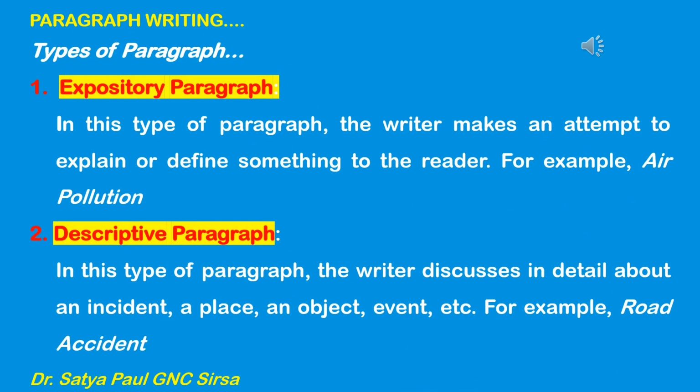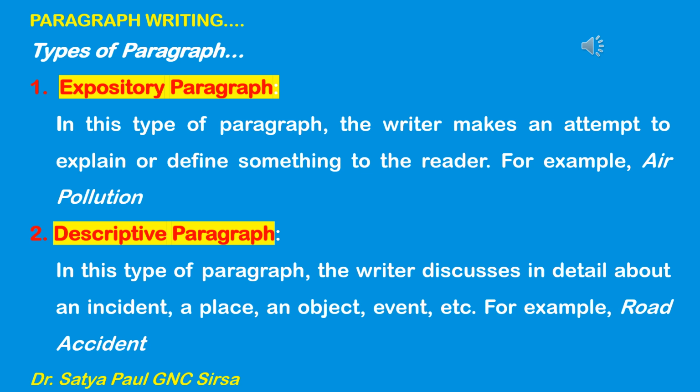Expository paragraph. In this type of paragraph, the writer makes an attempt to explain or define something to the reader. We explain what is it, how is it, and we try to define that. This type of paragraph will be called expository. For example, air pollution. What is air pollution? How it is caused? What are its harms, etc.